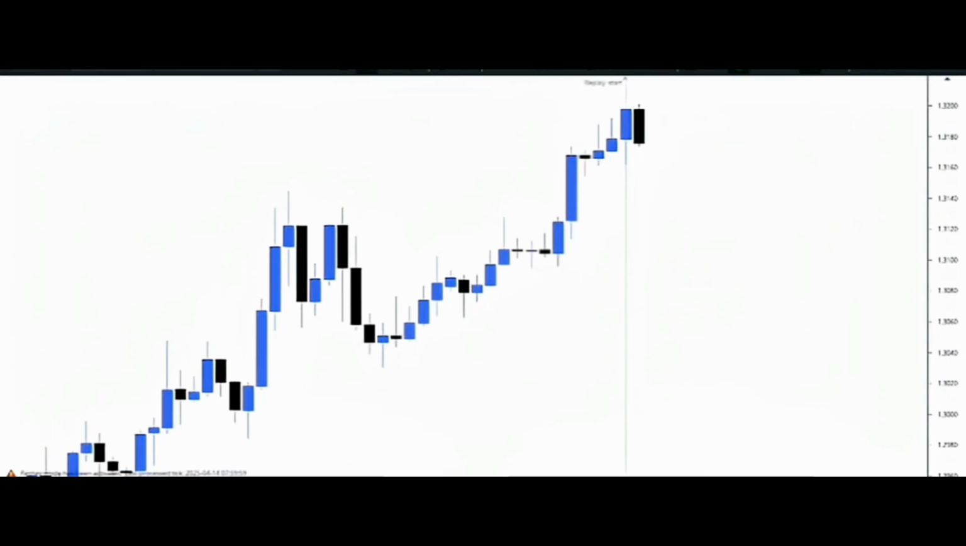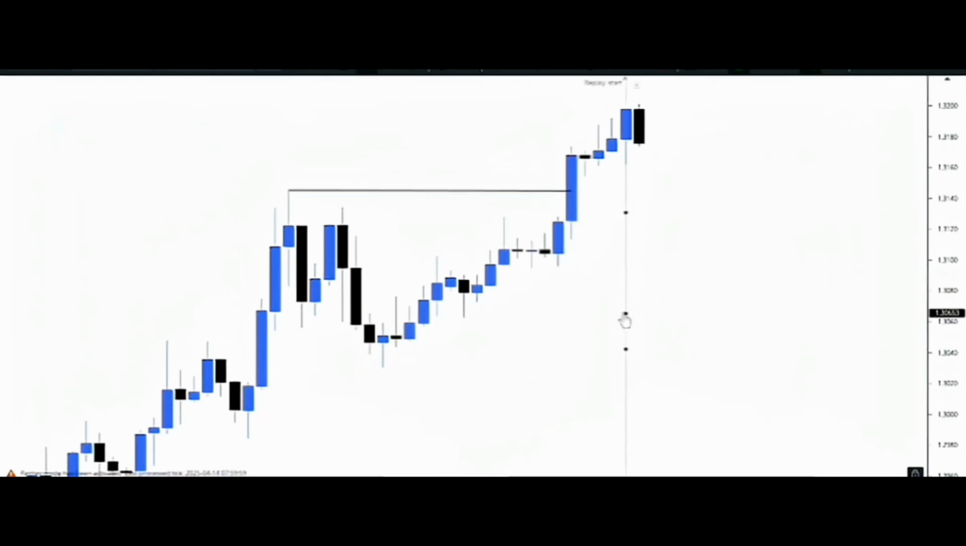Now, after the 1, 2, 3 pattern, what you now need is to mark out the structure high here and wait for price to take it out. After that structure high, I said whether it takes it out by candle wick or candle closure, it really does not matter. As you can see in this case, it took it out with a candle closure.